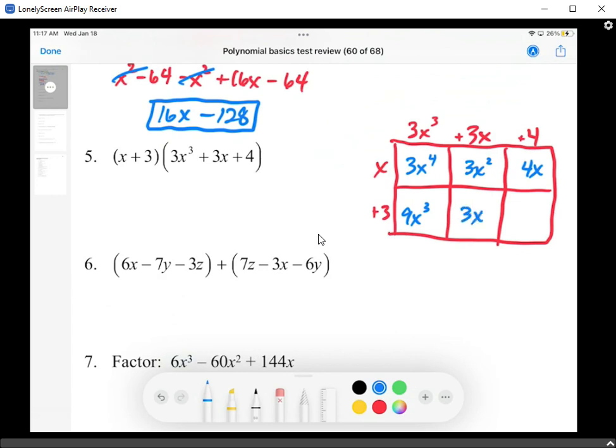Something to watch out for as you're doing this would be like terms. Be on the lookout for any like terms that you would need to combine, such as these two right here, those two that I just circled. When we write down our final answer, we need to make sure we put those together. So I've got 3x to the fourth plus 9x cubed, and then plus 3x squared. Then we combine our two like terms for 7x, and then plus 12 at the end.